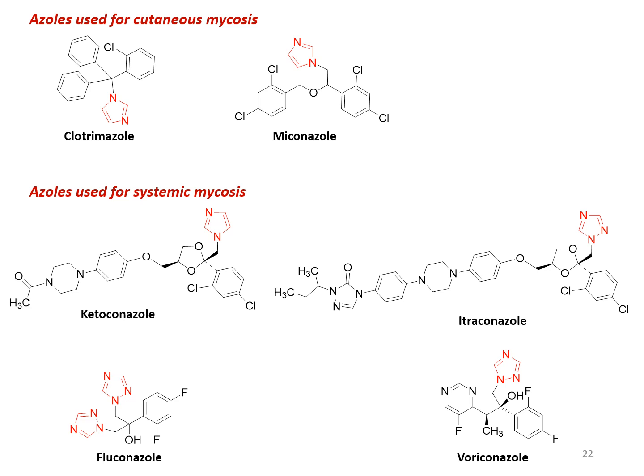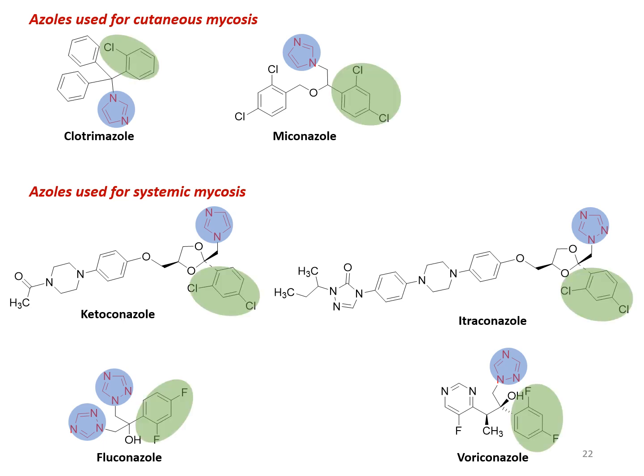Let's begin now considering all different members of azoles. They all, as you can see, have the essential imidazole or triazole rings, and a number of phenyl rings where at least one is mono or disubstituted with a halogen, namely a chlorine or a fluorine.